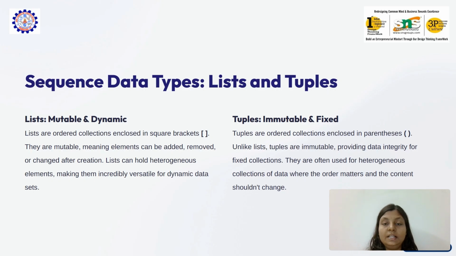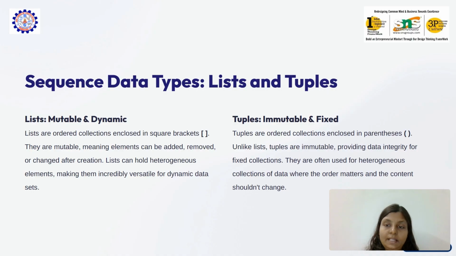Sequence data types: lists and tuples. Lists are mutable and dynamic, whereas tuples are immutable and fixed. Lists are ordered collections enclosed in square brackets. They are mutable, meaning elements can be added, removed, or changed after creation. Lists can hold heterogeneous elements, making them incredibly versatile for dynamic data sets.